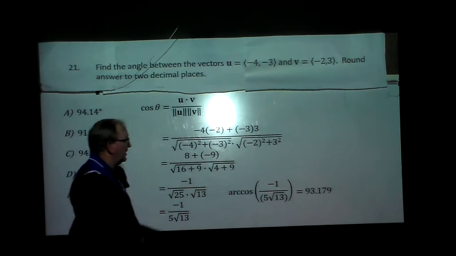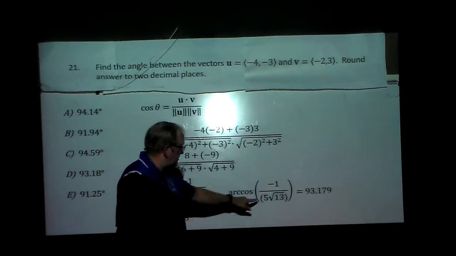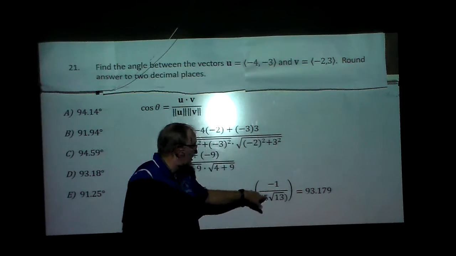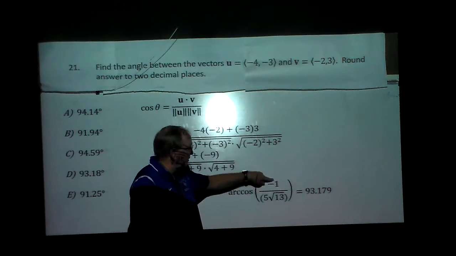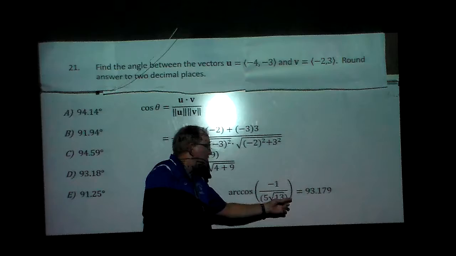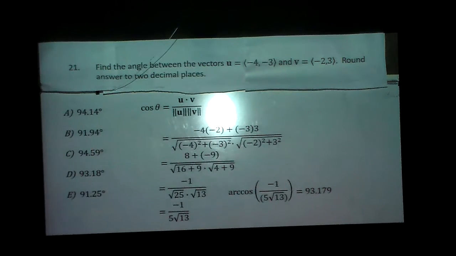And if it's in degrees, I do second cosine of all of this in parentheses, and this needs to be in parentheses right here, because I need to take this -1 and divide it by both. Otherwise, the calculator will take -1 divided by that and multiply it by that. You have to put both these in parentheses or you will not get the right answer. And 93.179 would be D. 93.18. D would be your answer right there for that one.